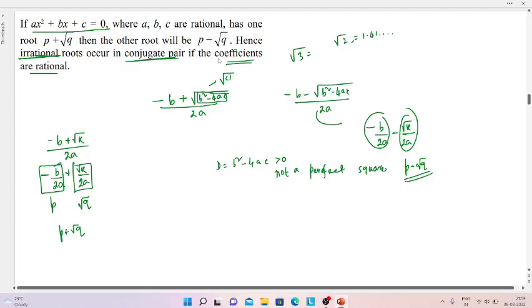And the conjugate pairs occur if the coefficients are rational. So a, b, c, the coefficient of x square, the coefficient of x, and the constant term, which is also the coefficient of x to the power 0, must be rational numbers. So if the coefficients are rational and the roots are irrational, then if one root is p plus root q, the other root will be p minus root q.